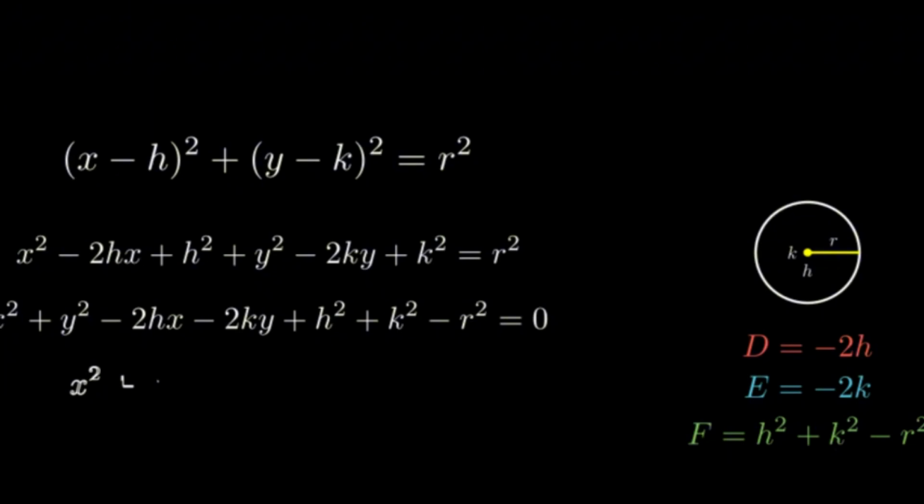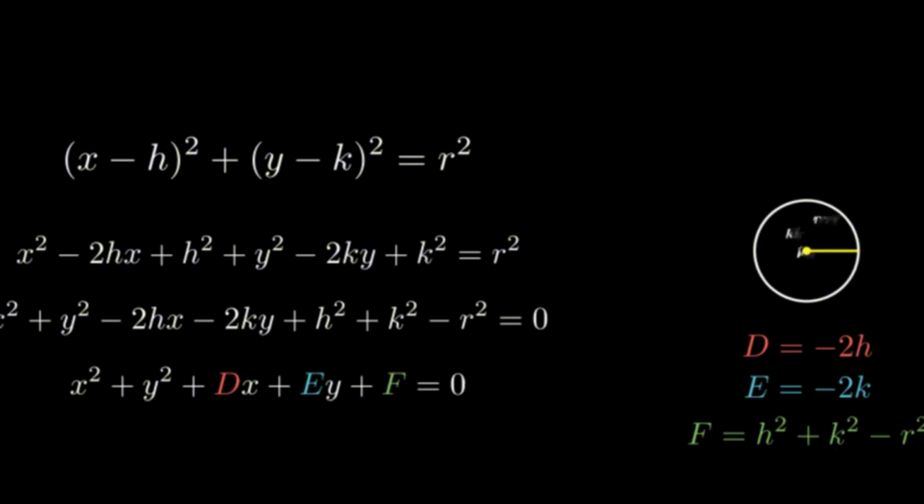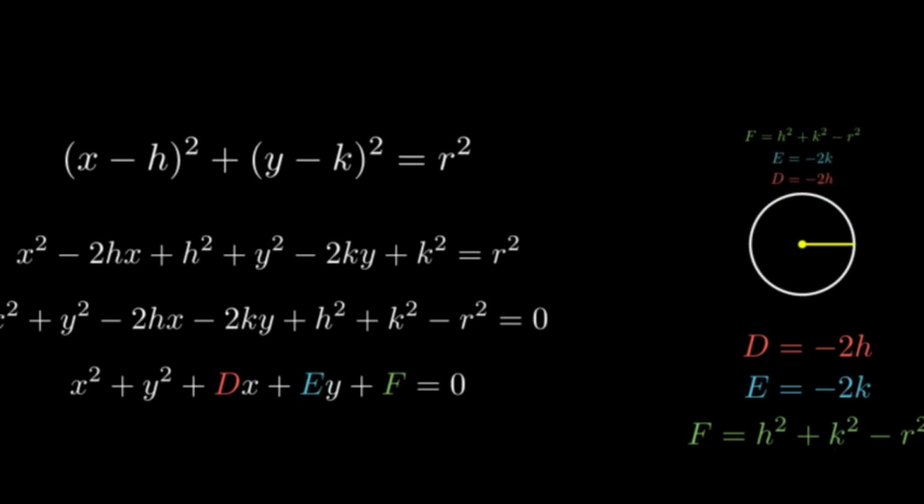With these substitutions, we can now rewrite our equation in the general form. The x squared and y squared terms remain unchanged, while the other terms are replaced with our new variables d, e, and f. This general form, x squared plus y squared plus dx plus ey plus f equals 0, gives us the same circle as the standard form. The coefficients d, e, and f encode all the information about the circle's position and size.